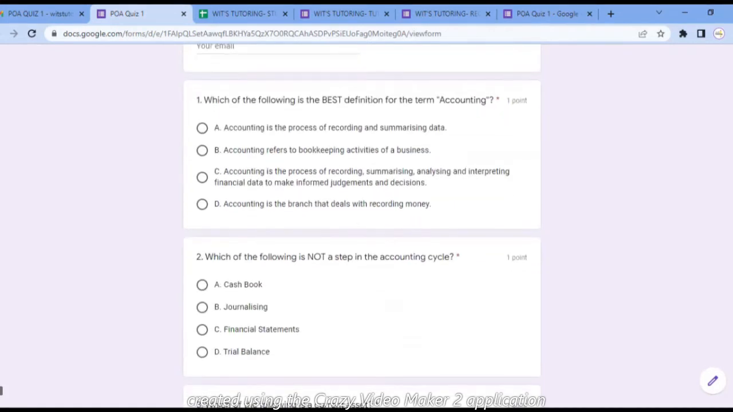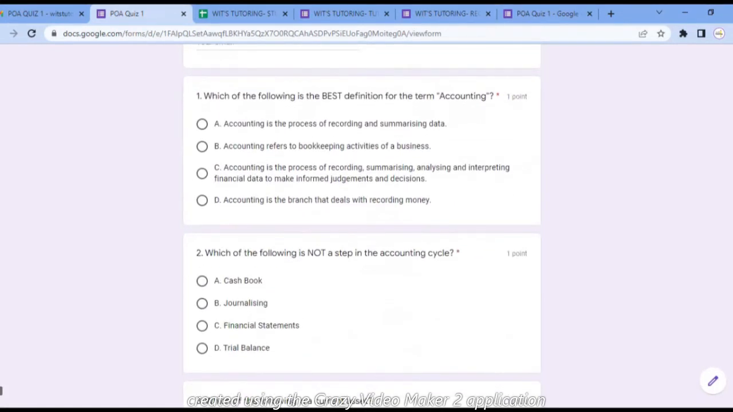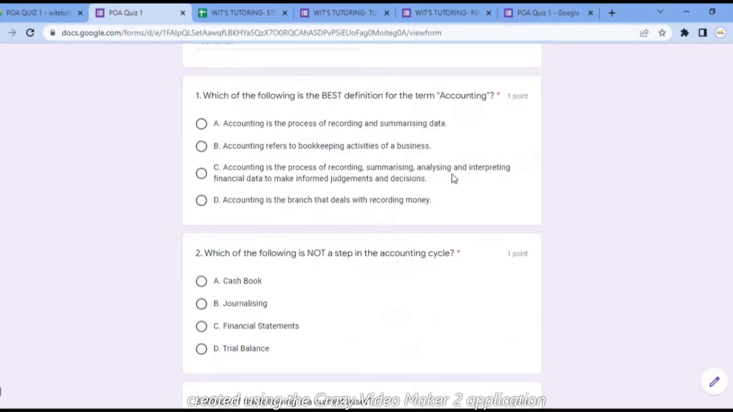Number 1: which of the following is the best definition for the term accounting? A, accounting is the process of recording and summarizing data. Does that tell you all about what accounting is? B, accounting refers to bookkeeping activities of a business. Or C, accounting is the process of recording, summarizing, analyzing, and interpreting financial data to make informed judgments and decisions. Or is it D, accounting is the branch that deals with recording money?